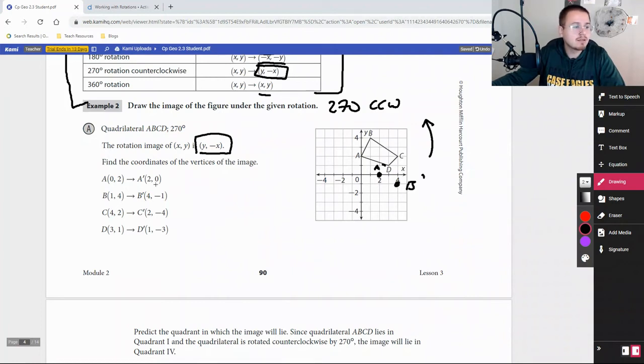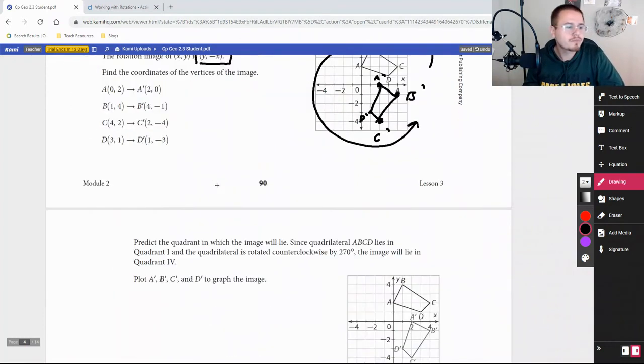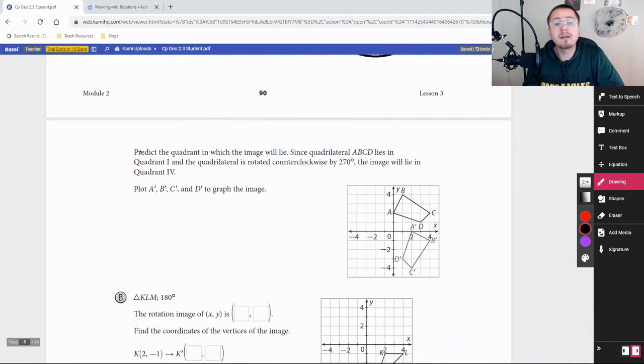C, 2, negative 4. D to D prime, 1, negative 3. A little tight. Play connect the dots. And voila, it's gone. It went over here, to here, to there. 270-degree rotation.